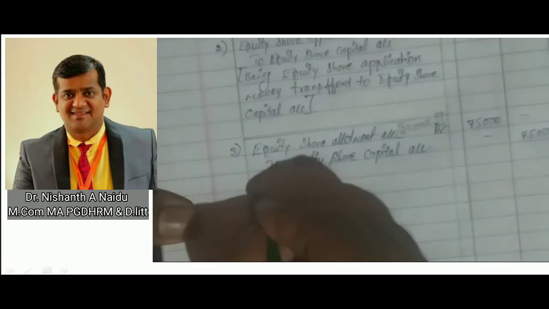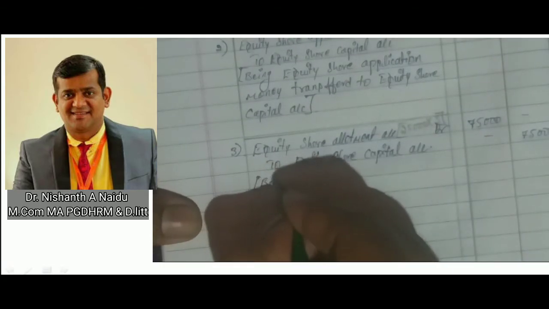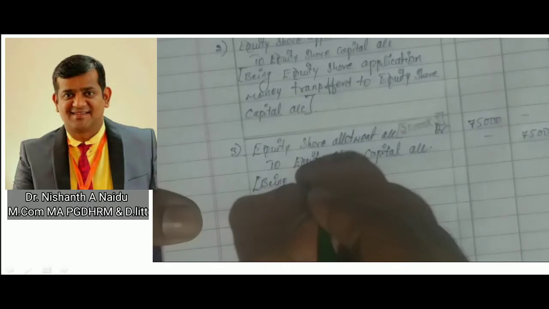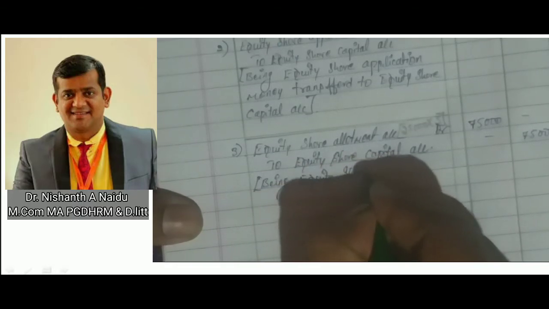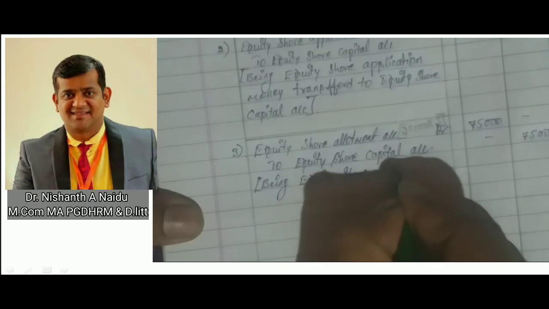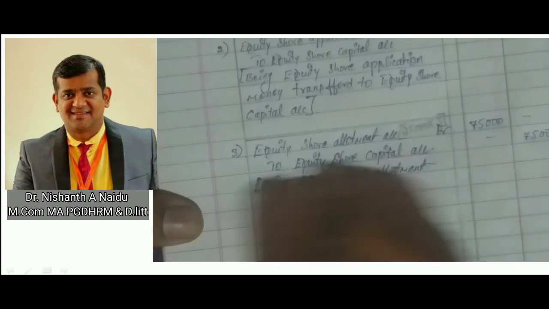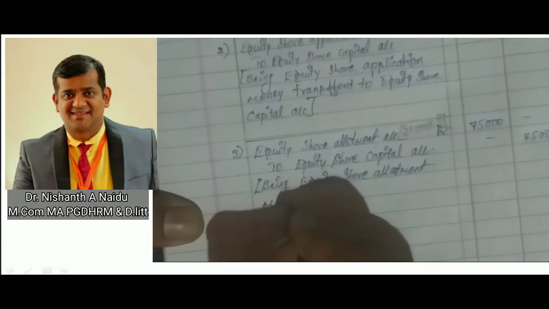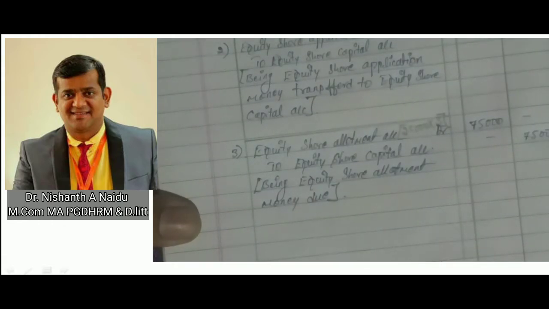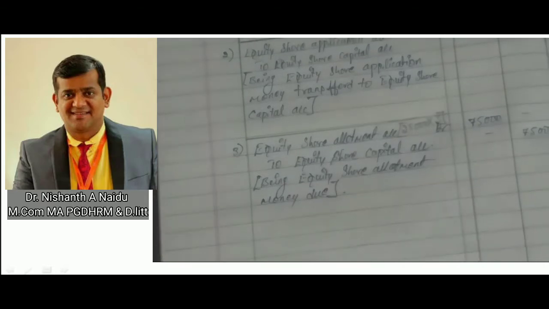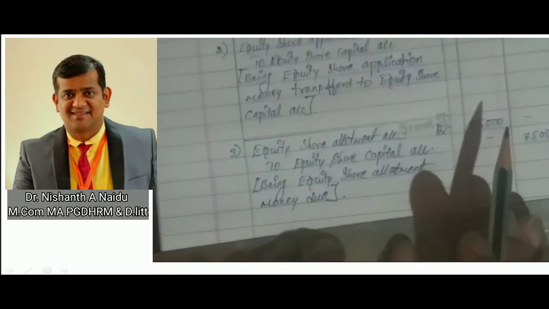75,000. So the narration being: equity share allotment money due. Being equity share allotment money due. So I am done with the third journal entry, and I am closing it down.